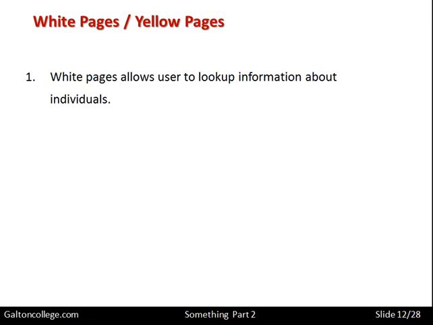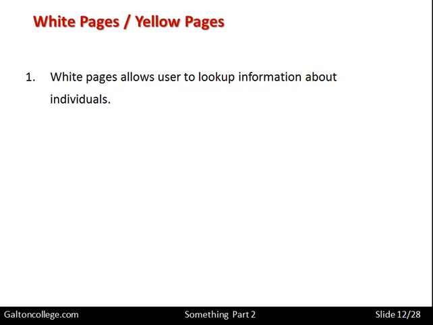There are also, in terms of searches, the use of what's known as white pages and yellow pages. White pages allows the user to look up information about individuals. So we could look up where individuals live, what their postcode is, perhaps what their phone number is. So white pages, generally speaking, contain information about individuals.